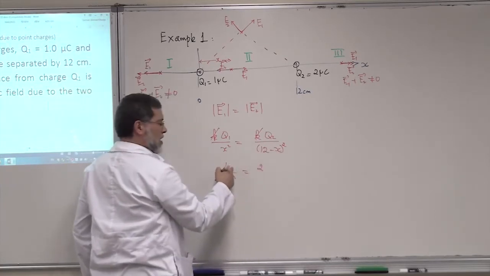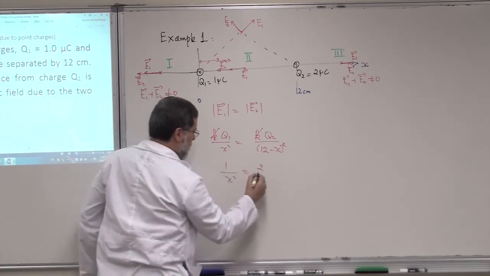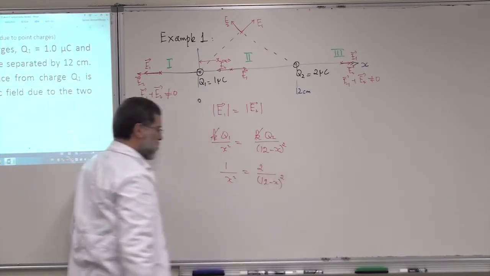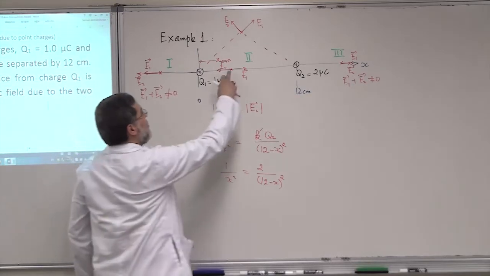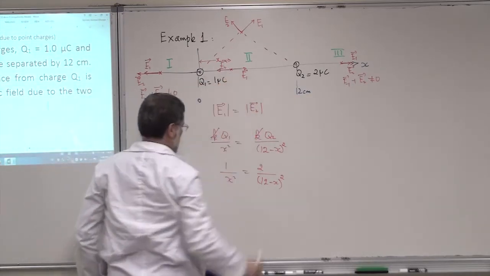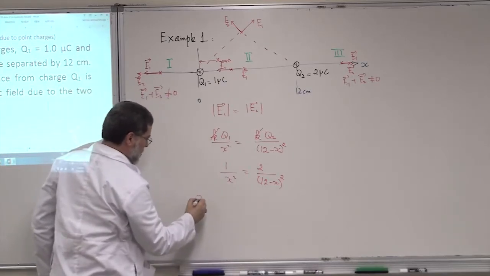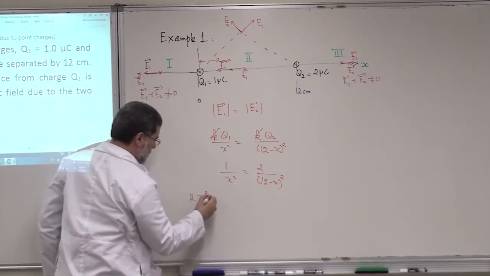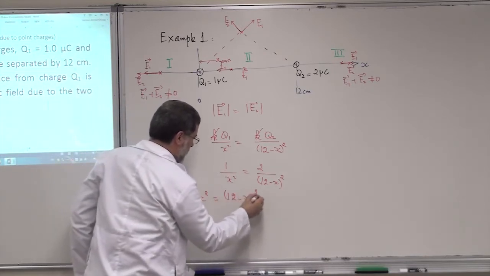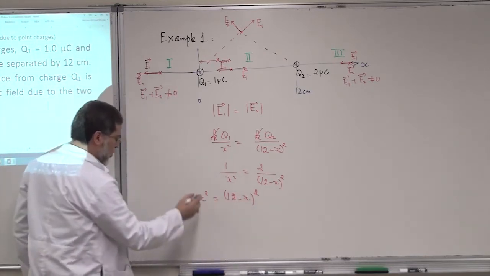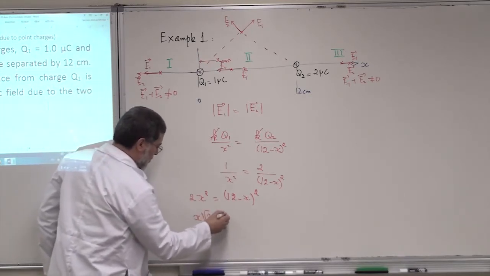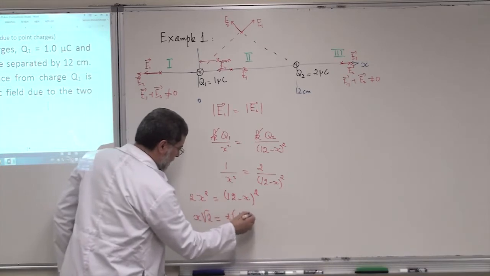Of course, 10 to the power minus 6 here, and 10 to the power minus 6 will cancel, over 12 minus x, the whole thing squared. So I'm solving for x, I'm looking for the location, the distance from the charge Q1, this x here. So I have 2x squared equal 12 minus x, everything squared. The best thing to do is take the square root from both sides. So we have x square root of 2 equal plus or minus 12 minus x.